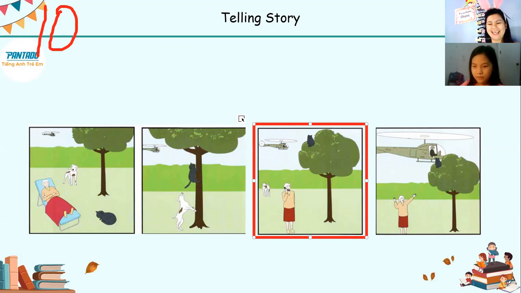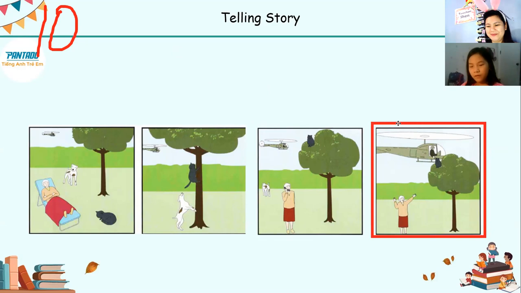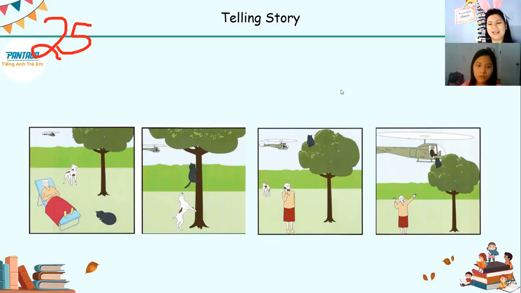Okay. Now, for the last picture, what happened? The helicopter helps her cat and the woman is very happy. All right, very good. So this time I'm going to give you 15 points, okay? So your total score now is 25, okay?